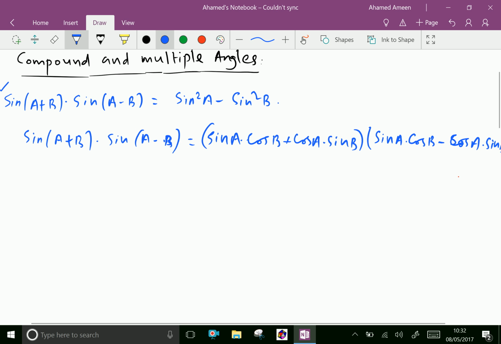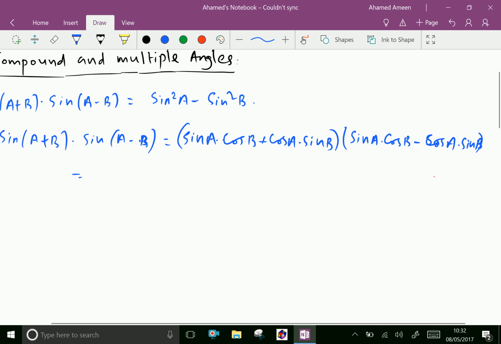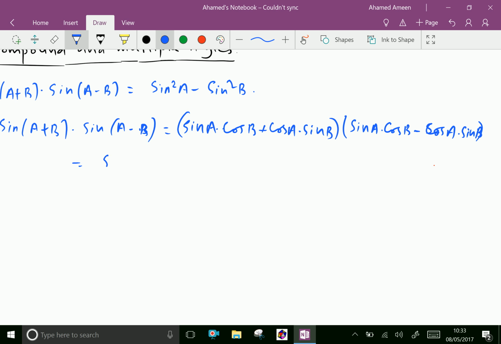which is equal to sin a cos b plus cos a sin b into sin a cos b minus cos a sin b, which is equivalent to a squared minus b squared, that is sin squared a cos squared b minus cos squared a sin squared b.